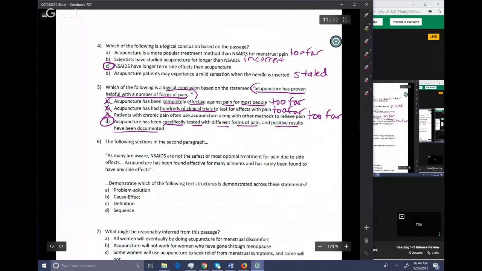So from them saying acupuncture has proven helpful with a number of forms of pain, we have to assume they have somehow proven it in more than one situation with more than one type of pain. So positive results had to have been documented with different forms of pain, and they had to have specifically tested that. So it is fair to assume D is true. All the others would be too far.